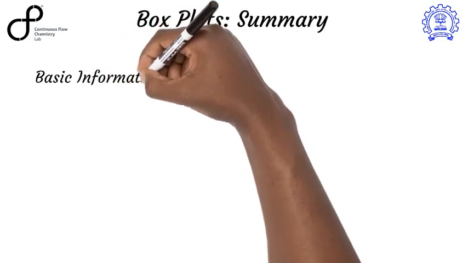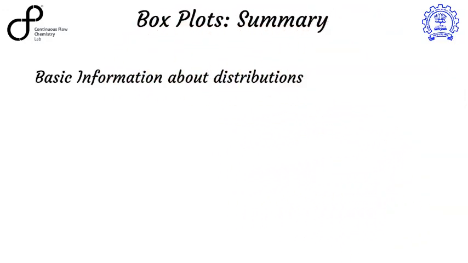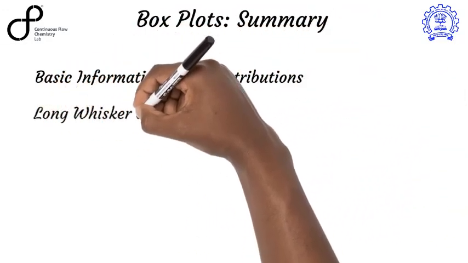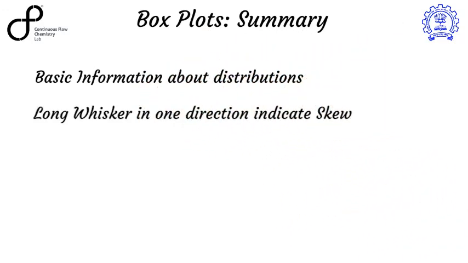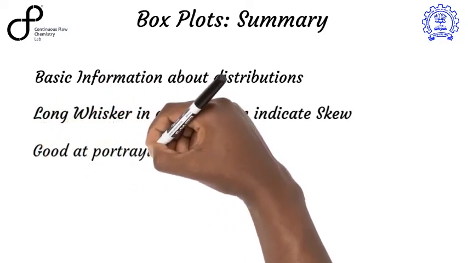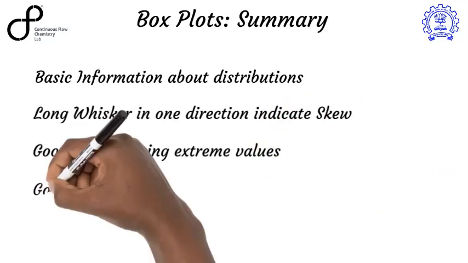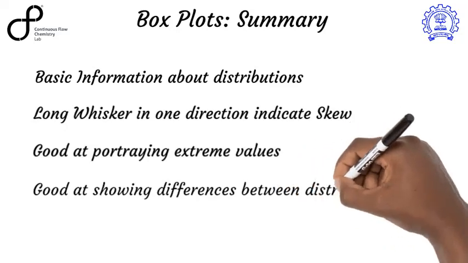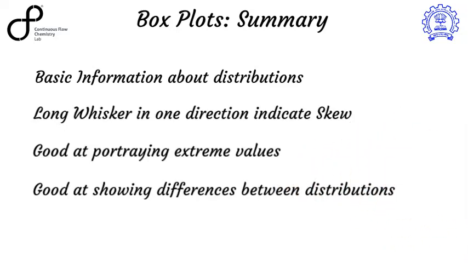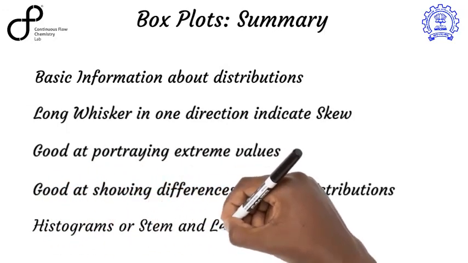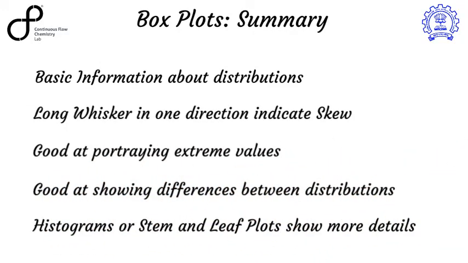Box plots provide basic information about a distribution. For example, a distribution with a positive skew would have a longer whisker in the positive direction than in the negative direction. Box plots are good at portraying extreme values. Box plots are especially good at showing differences between distributions. However, many of the details of a distribution are not revealed in a box plot, and to examine these details, one should create a histogram and/or a stem and leaf display.